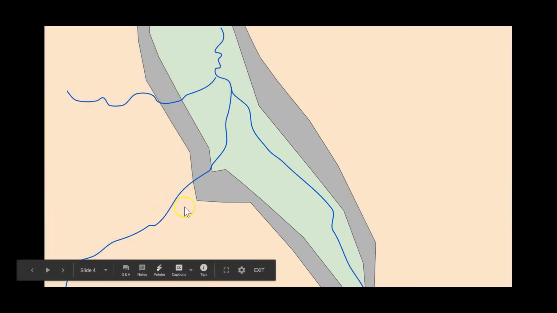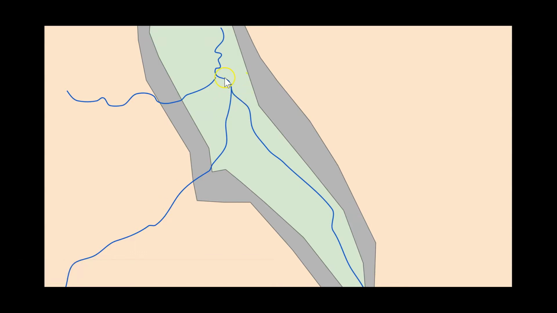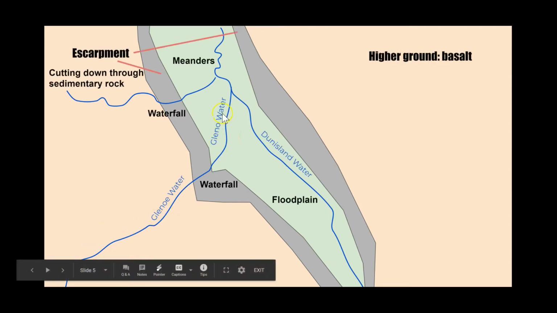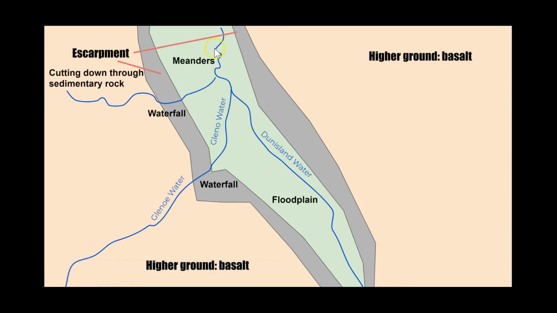So we've got the Glenoe River coming down here, the Dunisland River coming down here, the confluence of the two of them joining together, going into the Glyn River. So we can start to annotate this to see some of the features beginning to appear. There's our Glenoe water, there's our Dunisland water meeting together, and coming off the edge of the higher ground into the floodplain, the flat land next to the water that experiences flooding.